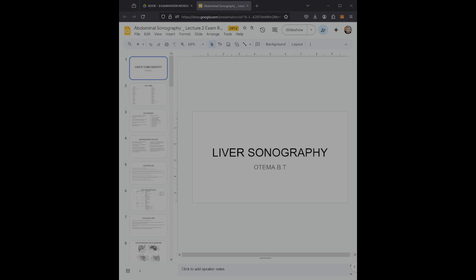In this series we're going to cover not only abdominal sonography, we're also going to cover obstetrics and gynecology in a few small parts. And so for today we're going to go over liver anatomy, some pathologies of the liver, as well as some methods for scanning the liver.